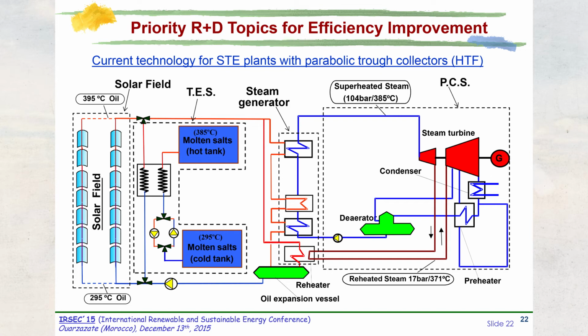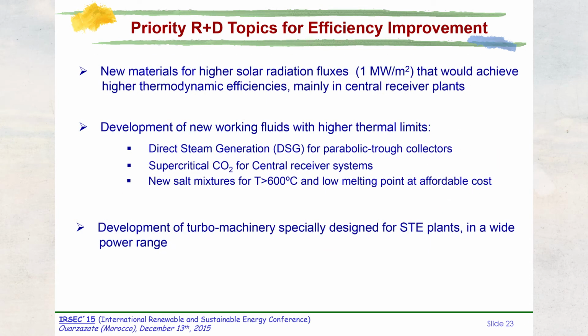One candidate to increase the temperature for Parabolic-Trough is direct steam generation. With direct steam generation, we put liquid water at the inlet of the solar field, and this liquid water is converted into saturated or superheated steam as it circulates through the solar field. So at the inlet of the solar field, we have liquid water, and at the outlet, we have superheated steam. At the PSA in Spain, we have been producing superheated steam at 100 bar and 450 degrees C since 5 years ago.